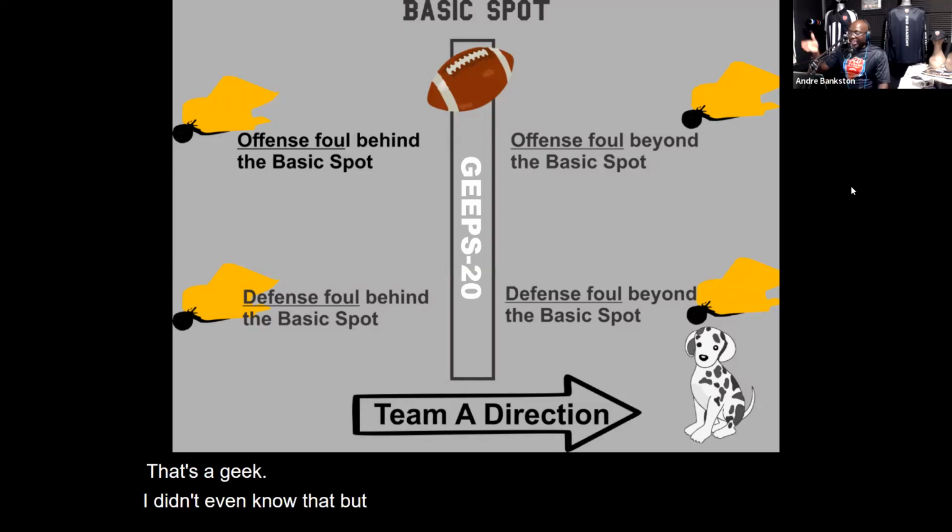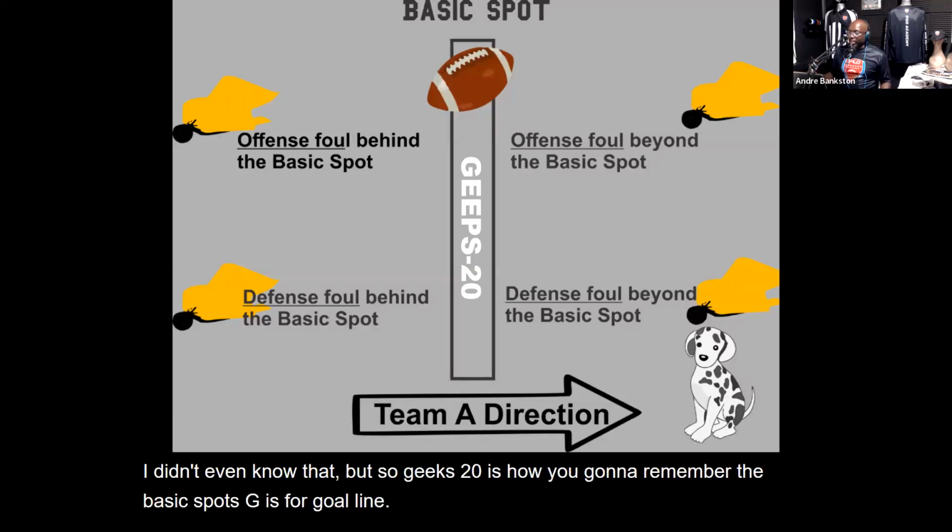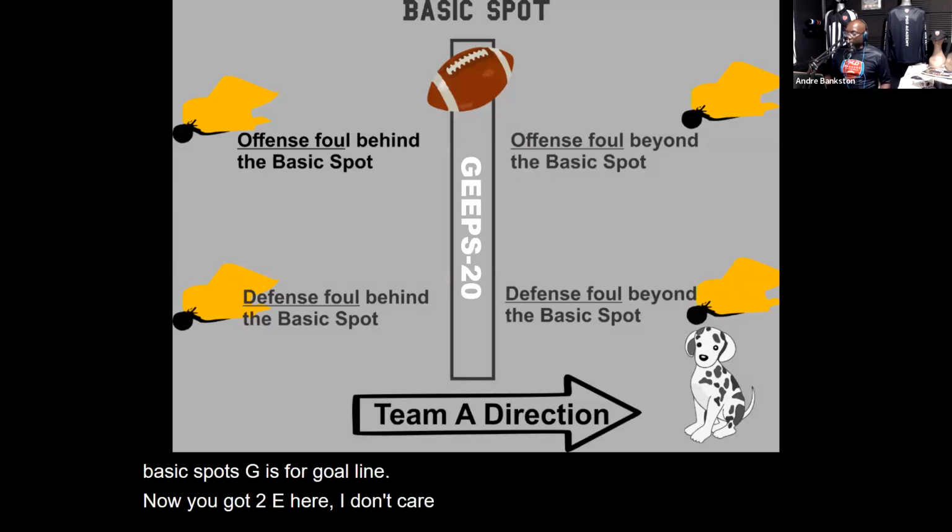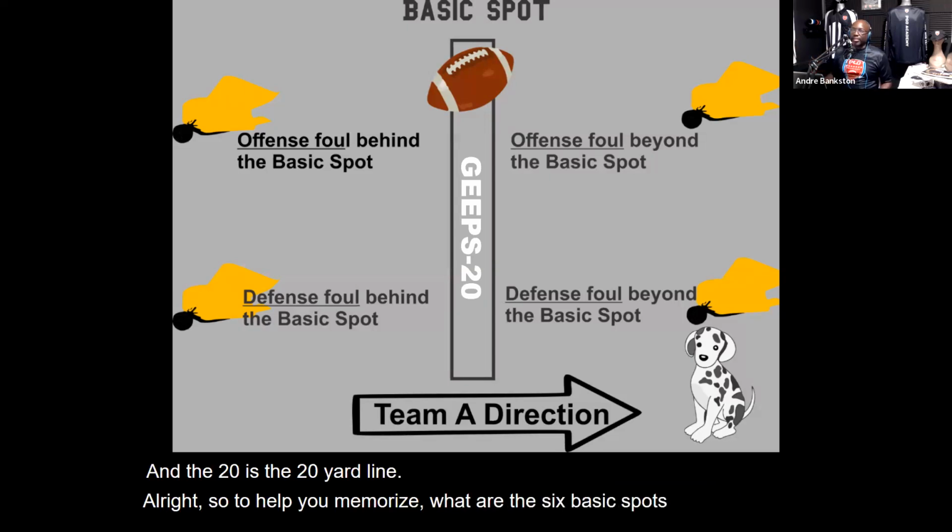But so GEEPS 20 is how you're going to remember the basic spots. G is for goal line. Now you got 2 E's here. I don't care how you put it. One E is for the end of the kick. The other E is the end of the run. The P is the previous spot. The S is the succeeding spot. And the 20 is the 20-yard line. All right. So to help you memorize what are the 6 basic spots, GEEPS 20.